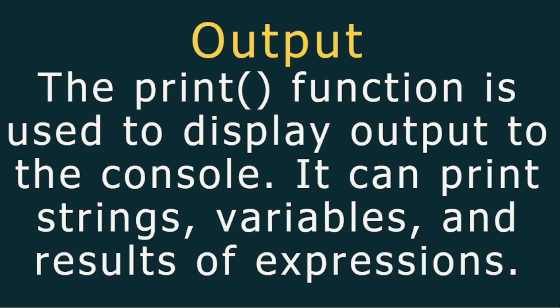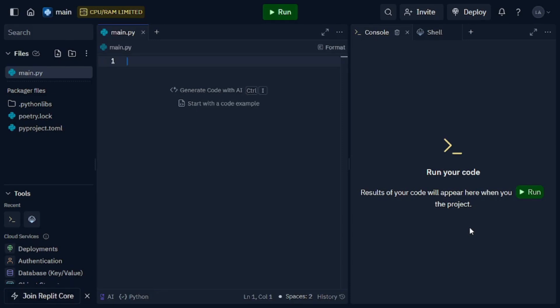Output in Python. Output is how a program displays information to the user. The print function is the most common way to output data in Python. Let us see basic Python print usage.